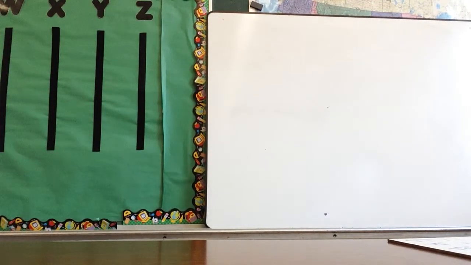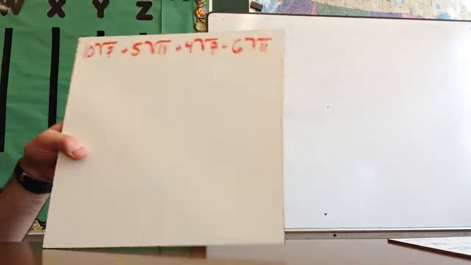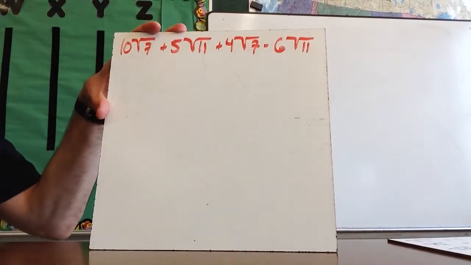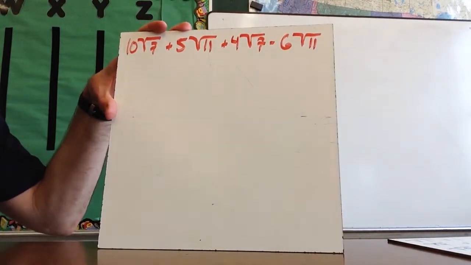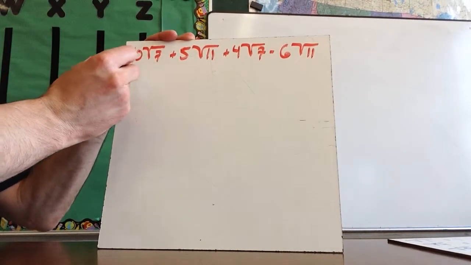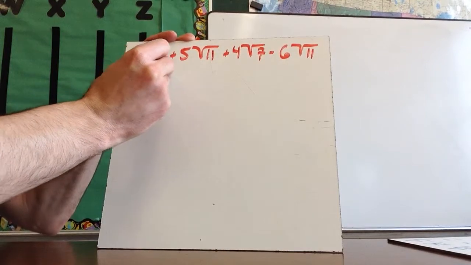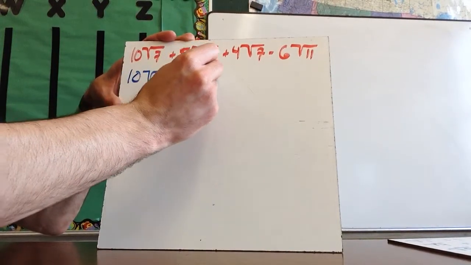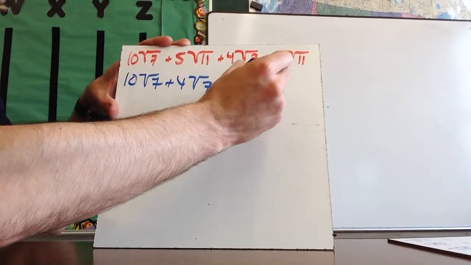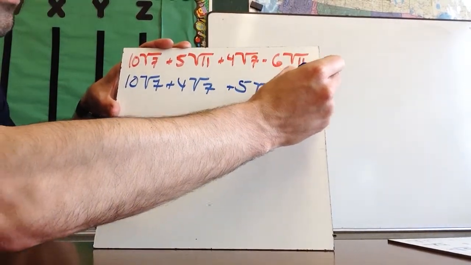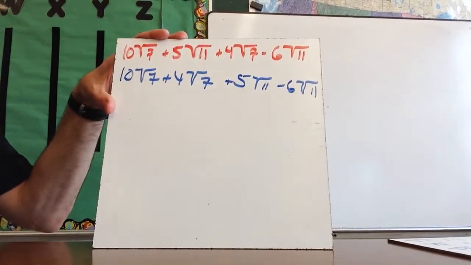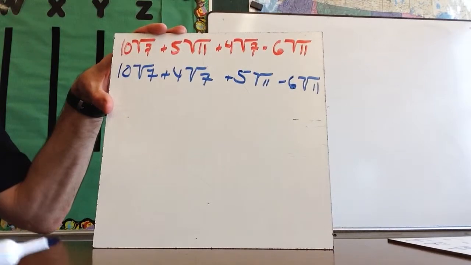All right, well, what happens when we kind of mix them up? So what happens when they don't necessarily have the same radical? So what I'm going to do here is use the commutative property. I'm going to move things around so that I can get 10 times the square root of 7 plus 4 times the square root of 7, because those are like terms, plus 5 times the square root of 11 minus 6 times the square root of 11. And so you'll notice that all I did was switch the order, and the commutative property allows me to do that.